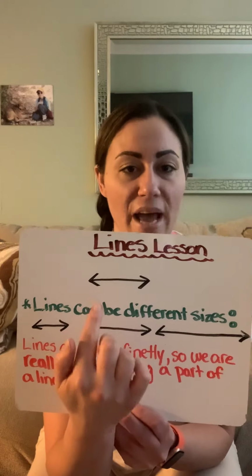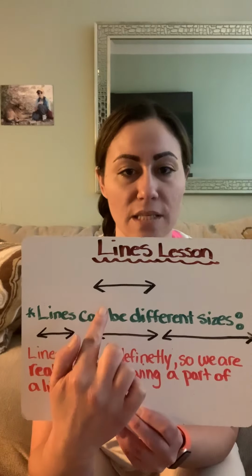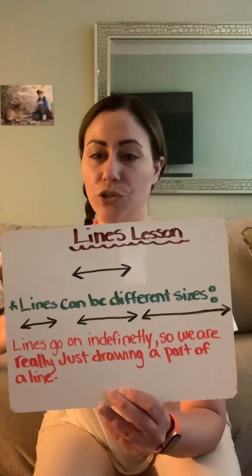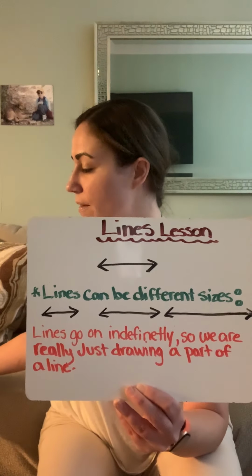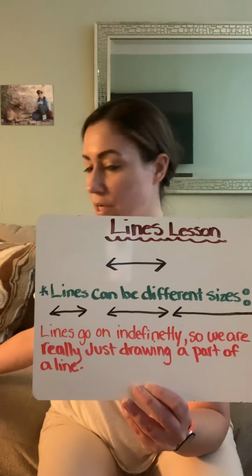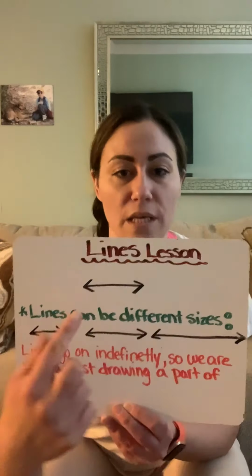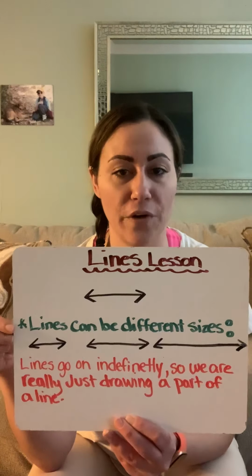As you can see right here, I have a line. A line has 2 arrows, one on each end, and that shows that it goes on indefinitely, or forever. So this is a line right here, and I'm going to read you the definition. A line is a thin, straight mark or path that goes on indefinitely, forever, in both directions. You can see here that the arrows show that this line can keep going both ways. They go on forever.